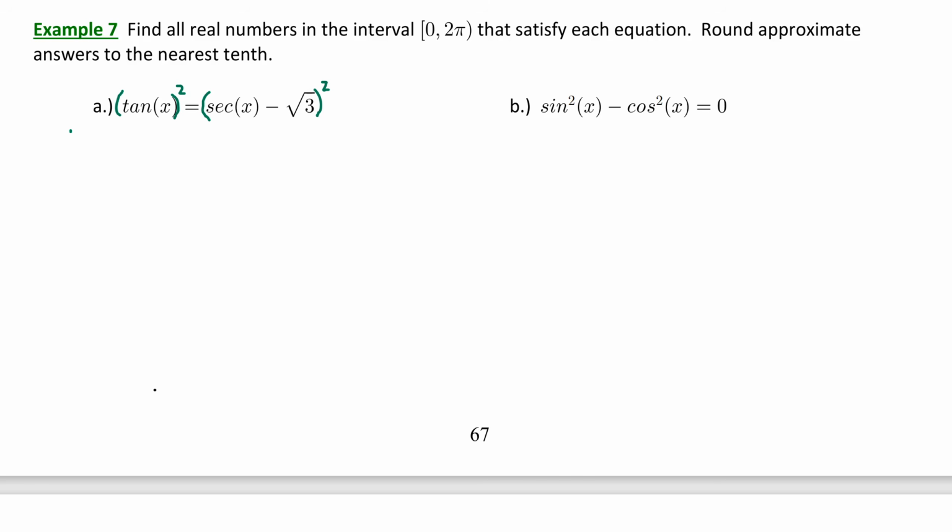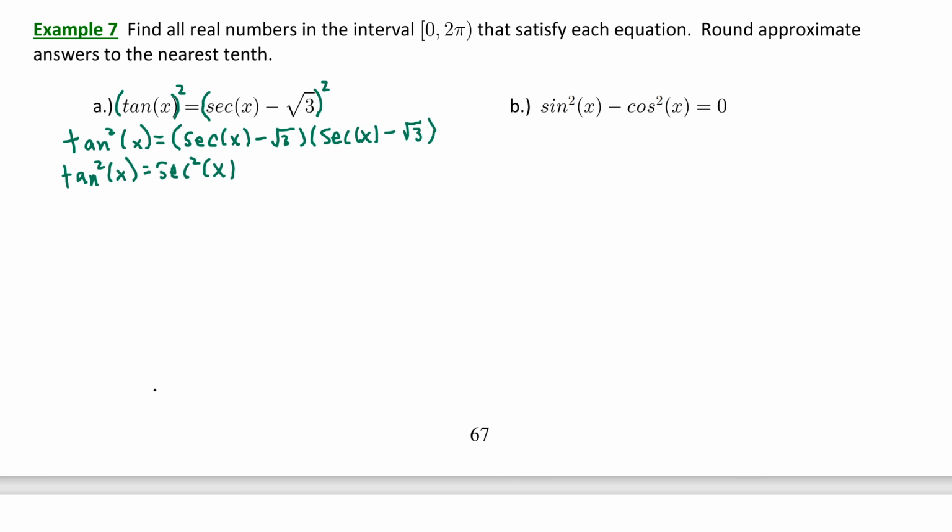Now be really careful with the right side over there. It's tempting to distribute the exponent, but that is incorrect algebra. So in order to resist that temptation, I'm going to go ahead and write this two-term expression twice. Then my brain really recognizes, oh, I'm supposed to FOIL that out. So let's FOIL. We have tangent squared of x equals secant squared of x. Now the outside terms give us square root of 3 times secant of x. The inside terms give us the same thing.